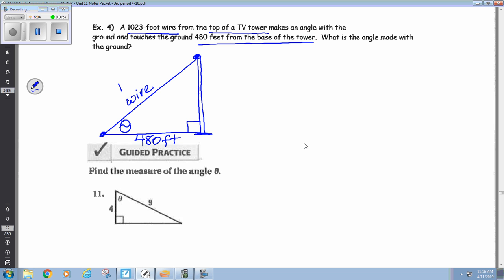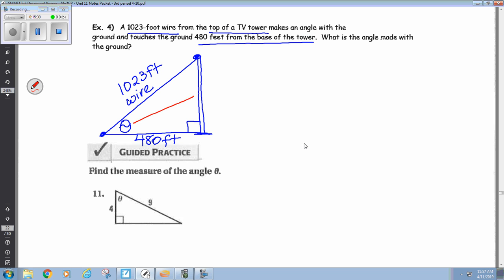The wire is 1,023 feet. It's 480 feet from the base. So there's the setup for your word problem. Remember, the hardest part about a word problem is setting it up. But now that it's set up, you can solve it. So let's go about solving it.